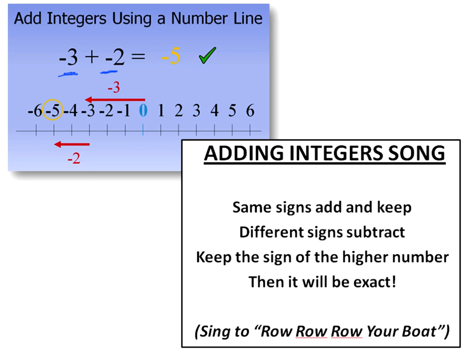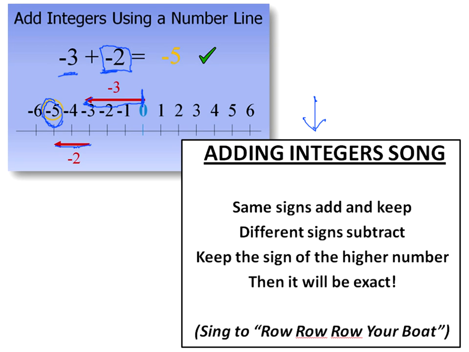So they have a negative 3 plus a negative 2. Again, they started at the 0 and they went back 3. And then this is saying that they're also going to go to the left since it's a negative. Then we go back to the left 2 more, and we end on a negative 5. So the sum of negative 3 plus negative 2 would be a negative 5.